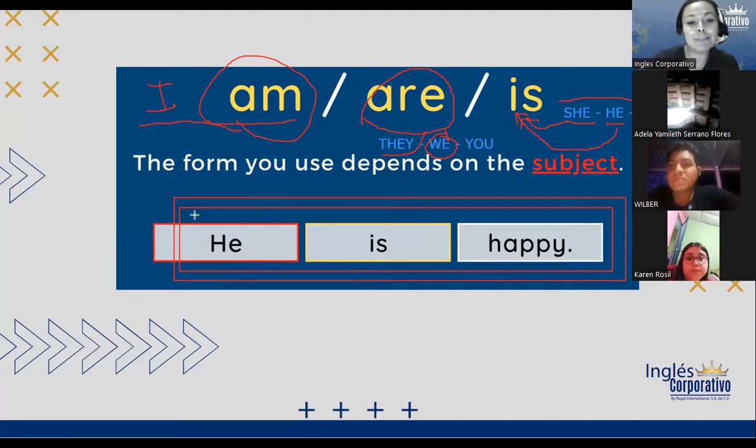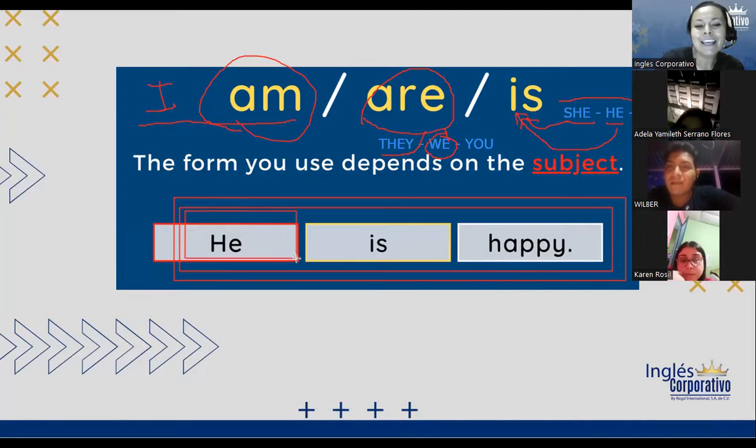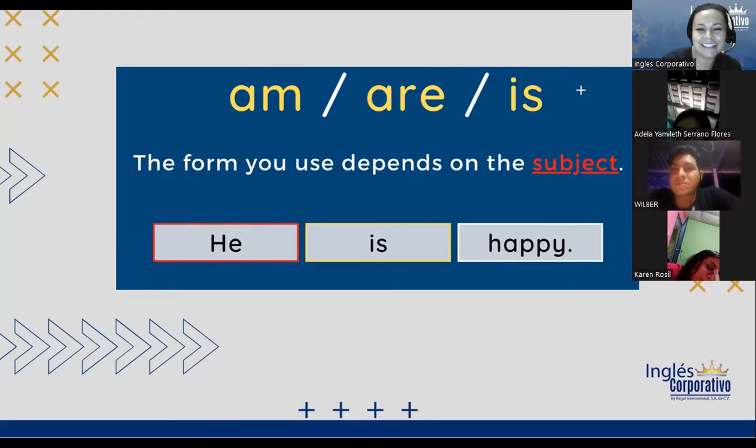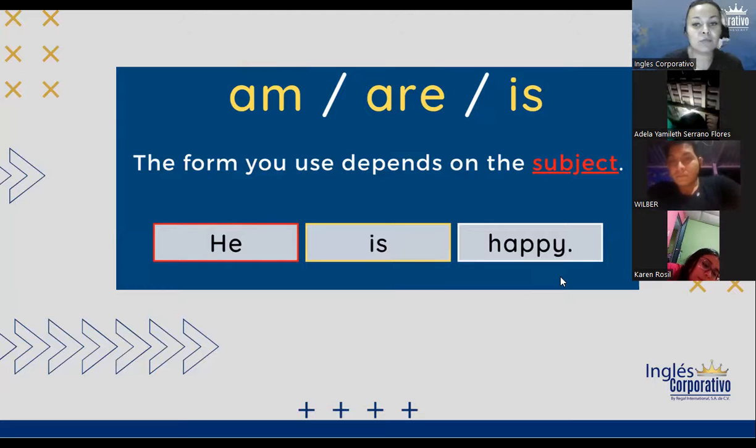Ahí como pueden ver tenemos el sujeto. Thank you, mister. Él está feliz. Very good, mister. Él está feliz. Amazing. Good, good. Yes, él está feliz. Él, porque recuerden que utilizamos con el verbo to be is, ¿verdad? Y estamos expresando un sentimiento.